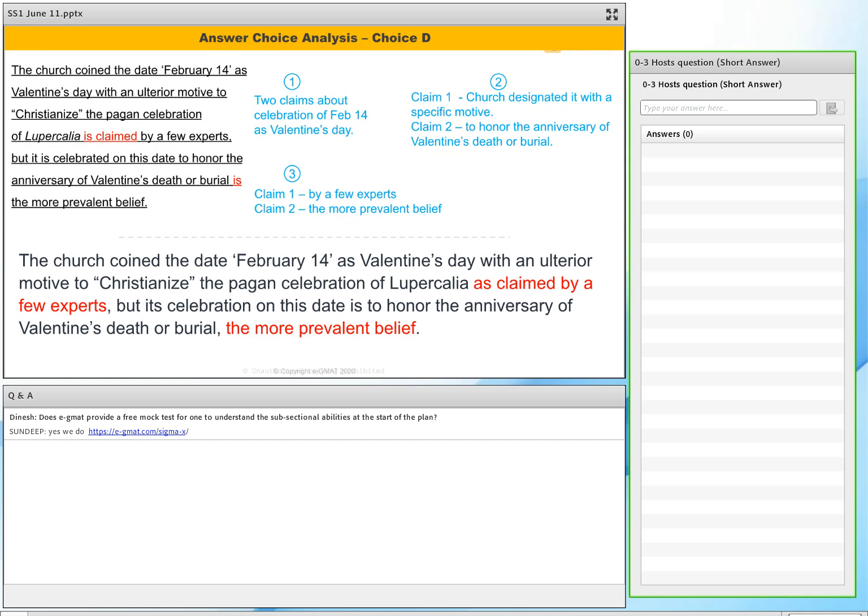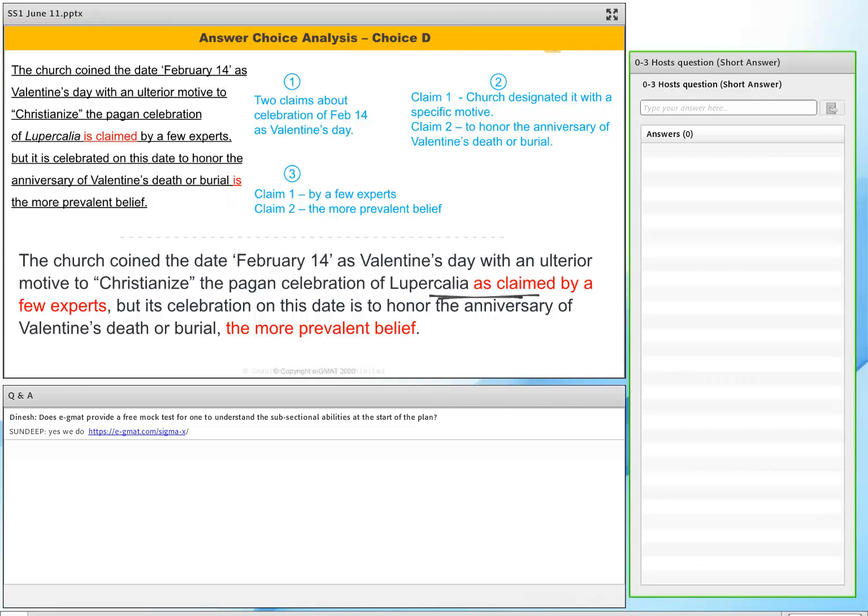Let's look at choice D. Choice D was also very popular. It's probably the most difficult choice to eliminate. Choice D says, the church coined the date February 14 as Valentine's Day with an ulterior motive to Christianize the pagan celebration of Lupercalia, as claimed by a few experts.